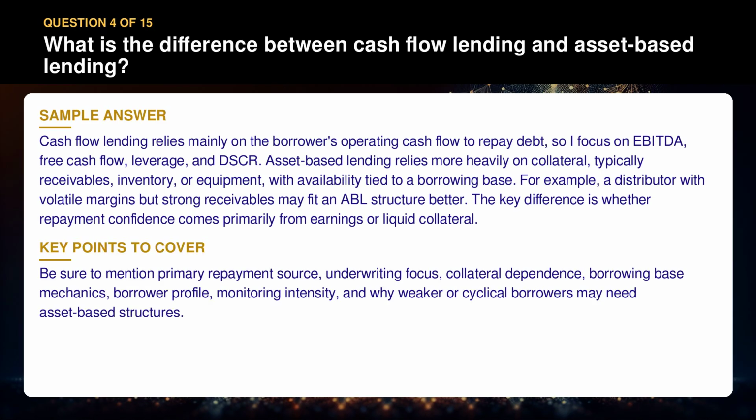Be sure to mention primary repayment source, underwriting focus, collateral dependence, borrowing base mechanics, borrower profile, monitoring intensity, and why weaker or cyclical borrowers may need asset-based structures.